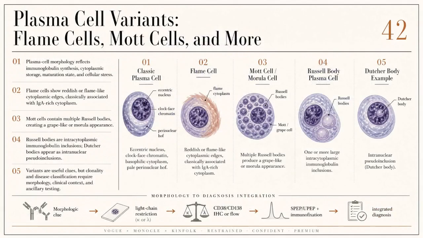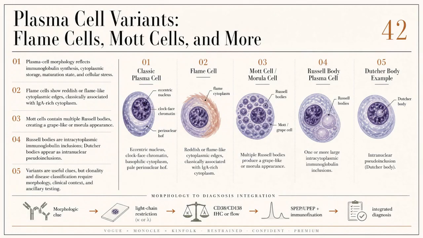As we transition into the detailed exploration of plasma cell variants, it is essential to appreciate how subtle morphological differences can provide profound insights into the biology and diagnosis of plasma cell disorders, particularly multiple myeloma. In histotechnology, recognizing these variants is not merely an academic exercise, but a critical component of the diagnostic workflow that bridges morphology, immunophenotyping, and molecular pathology.